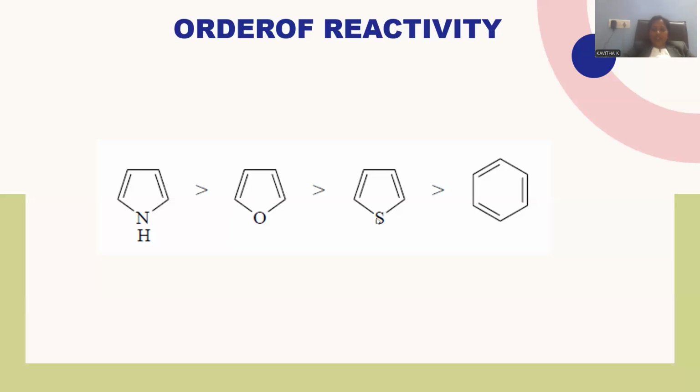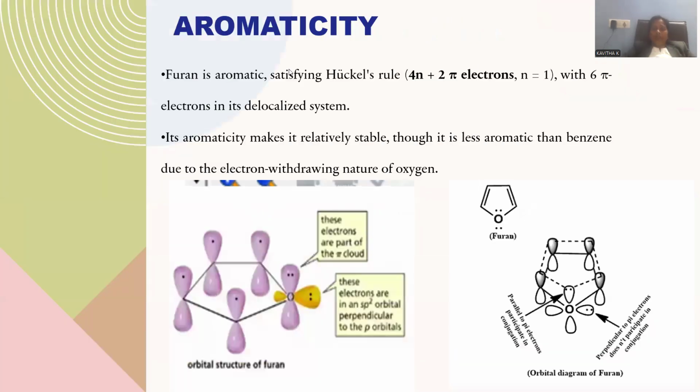Sulfur is larger, and its 3p orbitals are part of this pi electron system, so they are not that effective in contributing to pi bond formation, and here the pi electron density is comparatively less because of the larger size of sulfur. Let me go to the aromaticity.